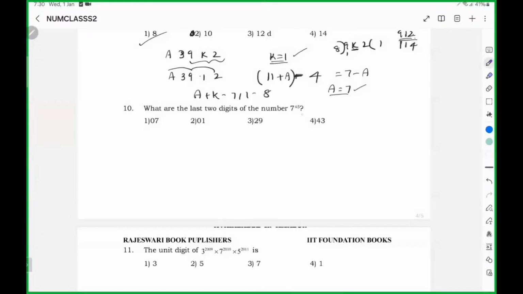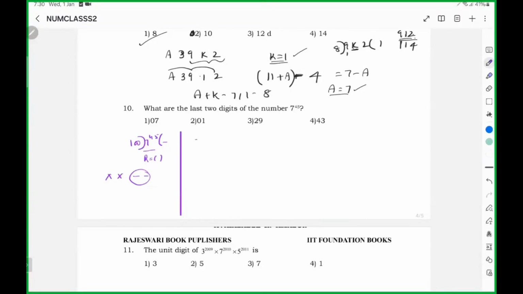To find the last two digits of 7 power 45, one process is with the help of the binomial theorem. You divide this by 100. Whatever remainder you get, that remainder will give you the last two digits of the given number. As till 10th standard we don't have the binomial theorem, let us observe the sequence.